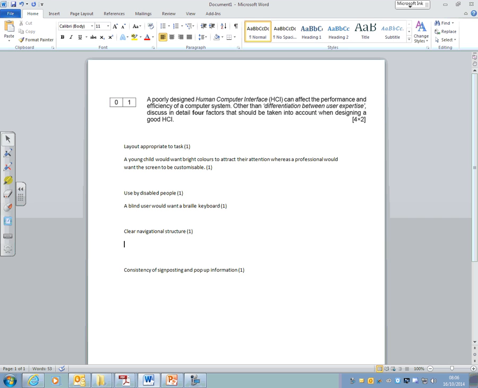Clear navigational structure, you've got that one sentence. Don't veer from that. The user should never be left wondering what to do next. Short and sweet. Clear navigational structure is implying that the user can work out what they need to do next from the screen. And then consistency of signposting and pop-up information. The expansion to this is pretty similar to clear navigational structure. You want every button, such as your next and previous, to be in the same place on every page.